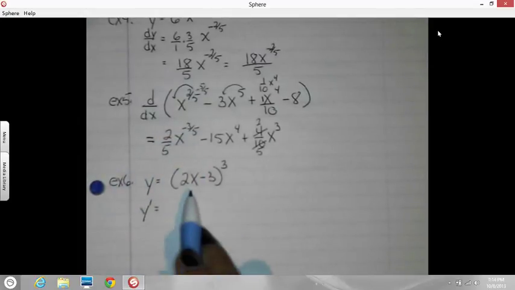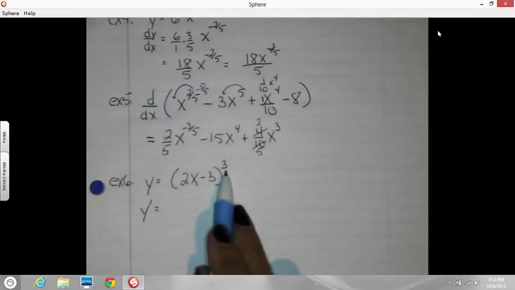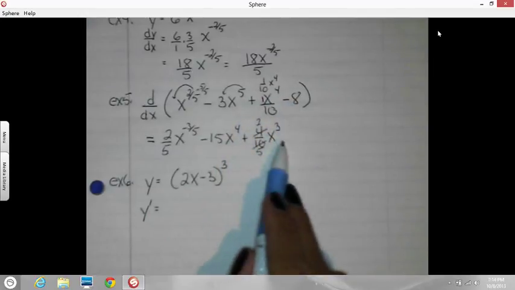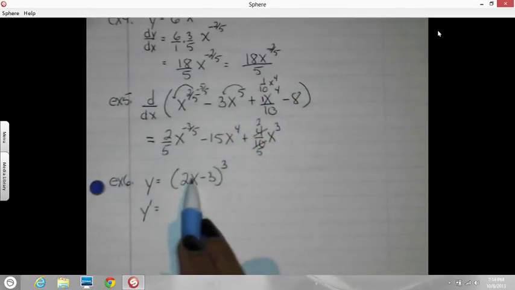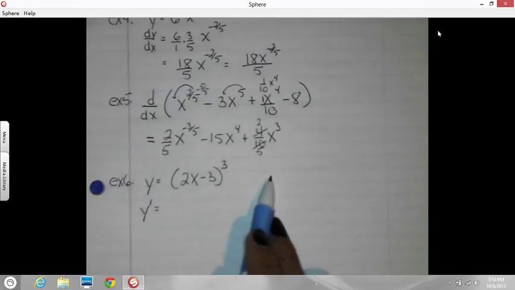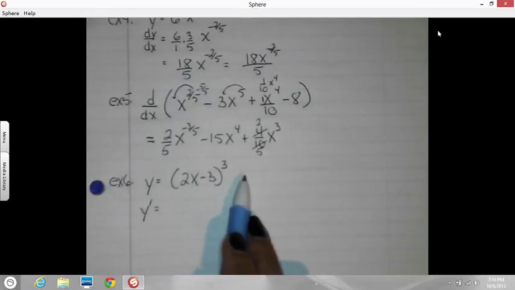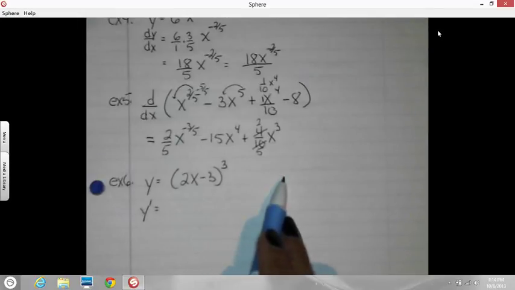Well, I got a problem here. I've got this power out here. We only know how to do the derivative of all the separate terms in a polynomial equation. So what I need to do is cube this thing. Remember, 2x minus 3 cubed means 2x minus 3 times 2x minus 3 times 2x minus 3.